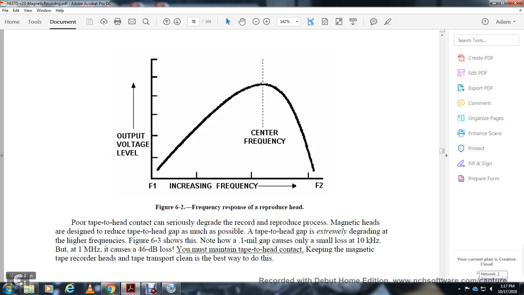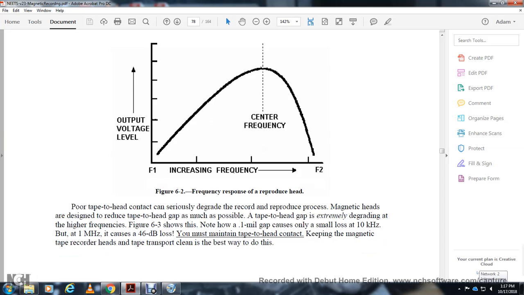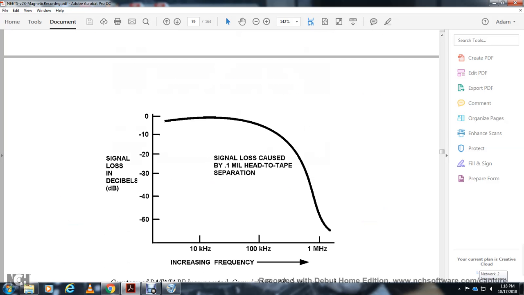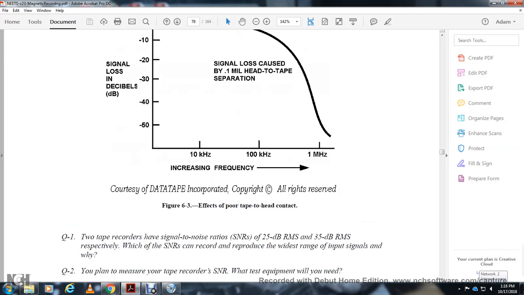Head contact matters: the recorder's reproduce head must have good contact with the tape. The head gap is important, and small gap loss occurs at 1 megahertz. Maintain head contact and keep the magnetic record head and the tape transport clean. Head-to-tape separation of 1 millimeter causes a large loss in signal decibels at high frequency.